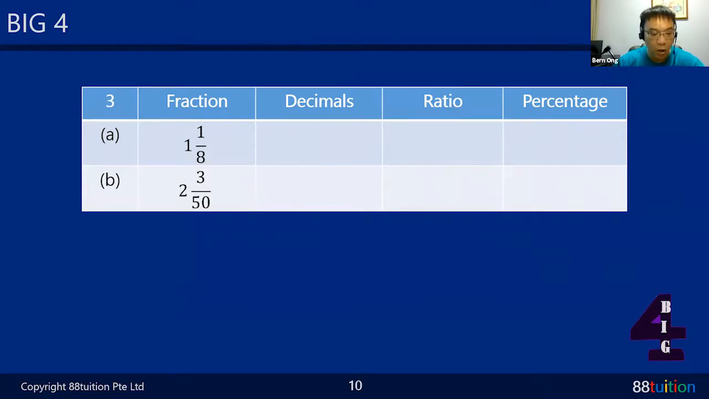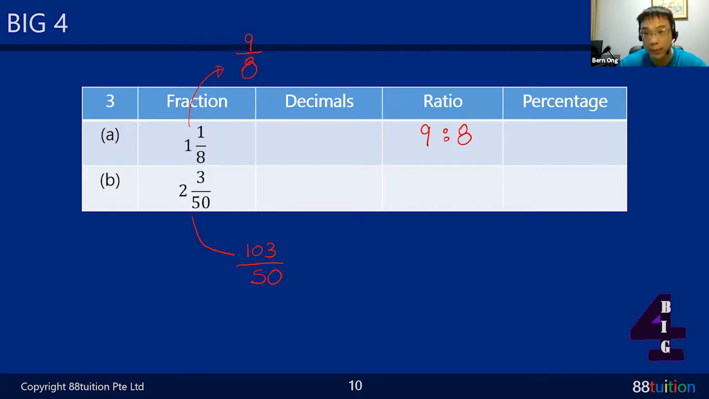Okay, question 3. Can you see that this is a mixed number? Oh, mixed number, I can change to improper, no problem. So 1 and 1 over 8 can be written as 9 over 8. 2 and 3 over 50 can be written as what? 50 times 2 is 100, 103 over 50. Once again, can I write it as a ratio? Can. 9 is to 8. Instead of writing top and bottom, you write it left and right.